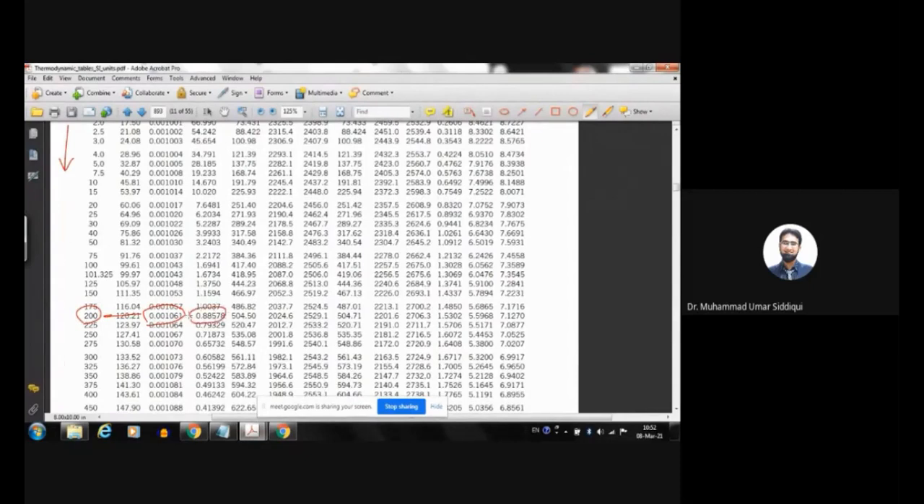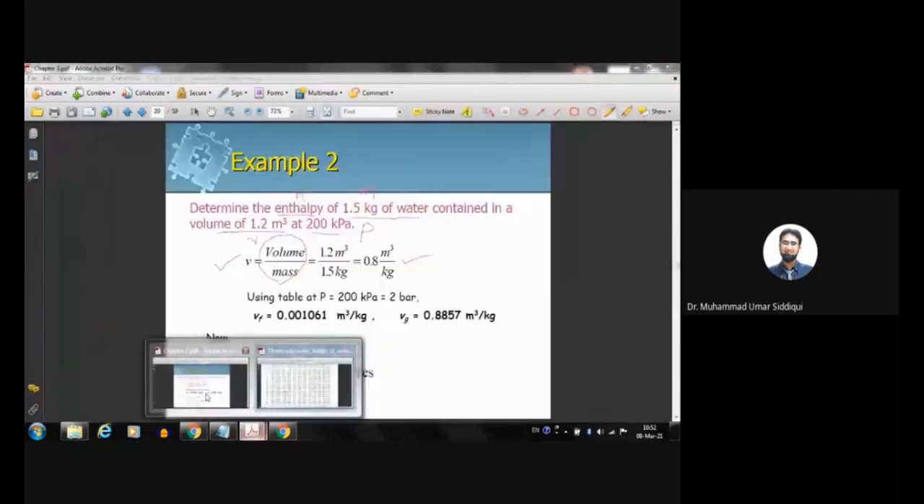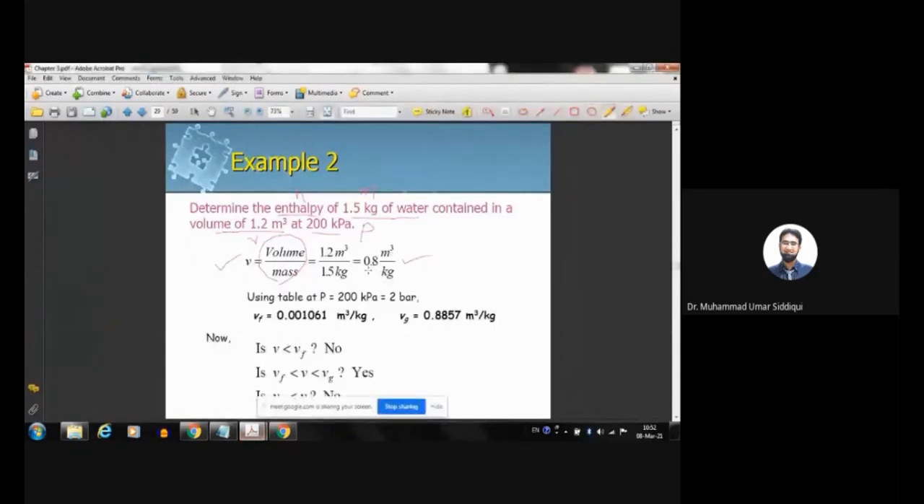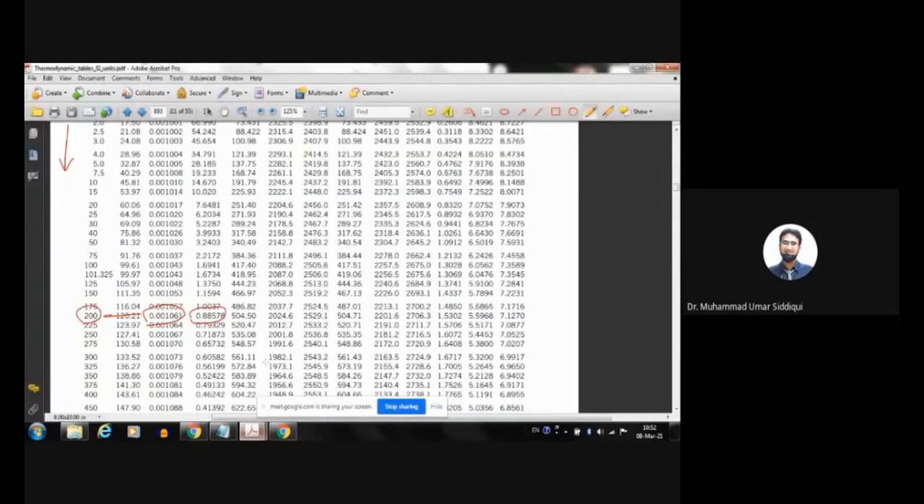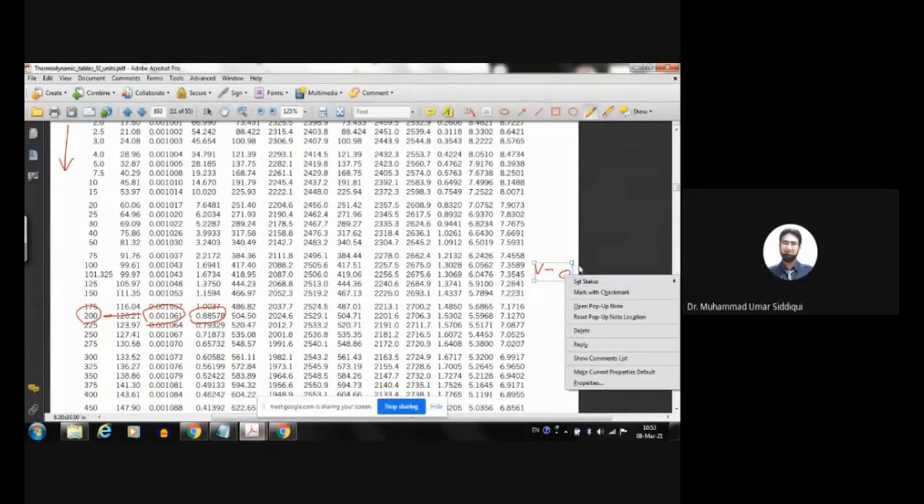And what V value do we have? Our V value is 0.8. What do you think? 0.8 is our V value, and the VF and VG are here in front of you. Are we in the correct table? Should it be saturated state, or should it be superheated, or should it be compressed liquid? Our V value is 0.8. We are in the saturated region. We are in the saturation region, exactly.